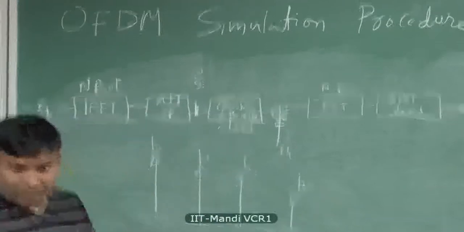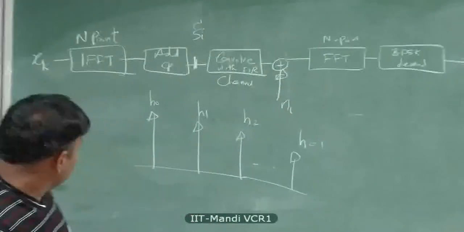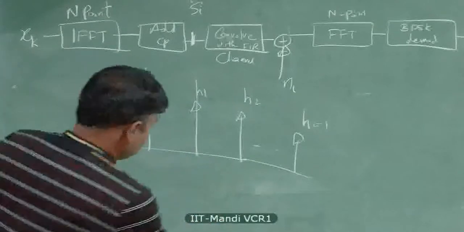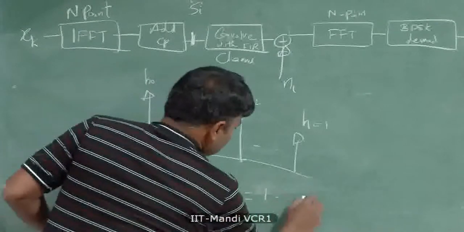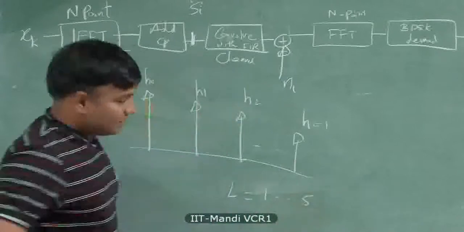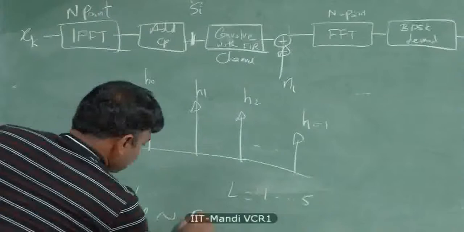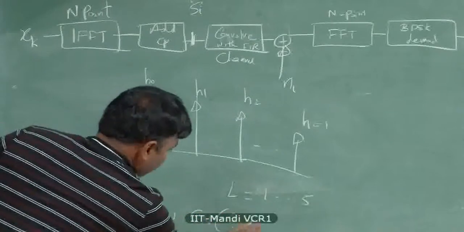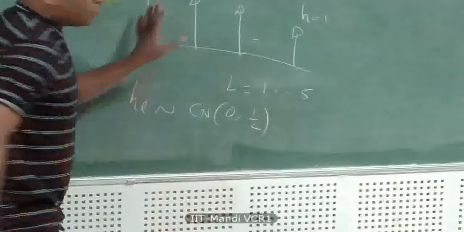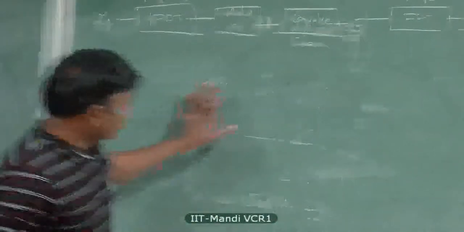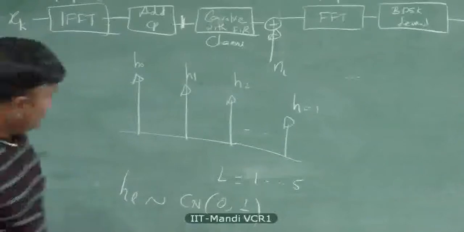This channel is modeled as L taps, where L you specify, anywhere from 1 to 5 or 10. L takes values from 1 to, let us say, 5. And each tap H of L is simulated as complex normal, 0 mean and variance 1 over L, so that the total power contained in the channel is unity. It's a statistical channel, so the sum of variances of all the taps is unity.